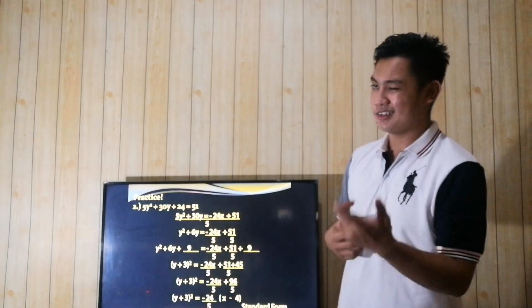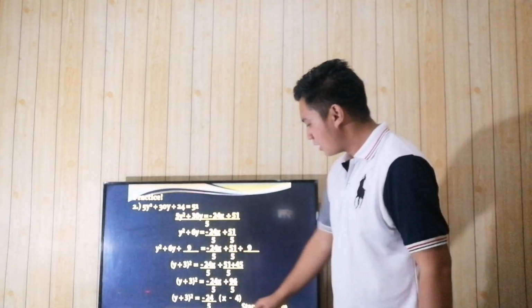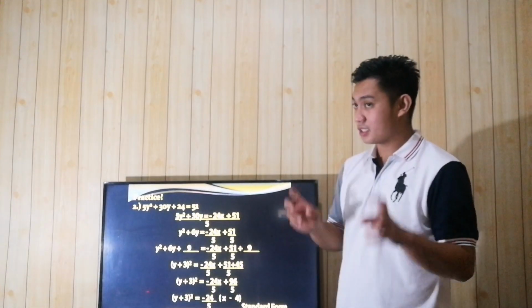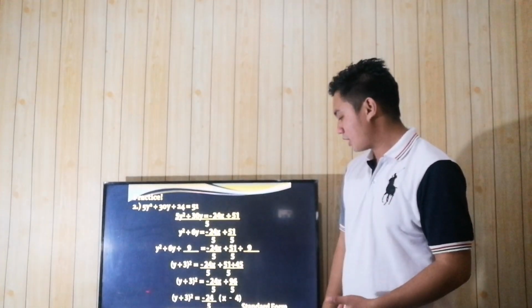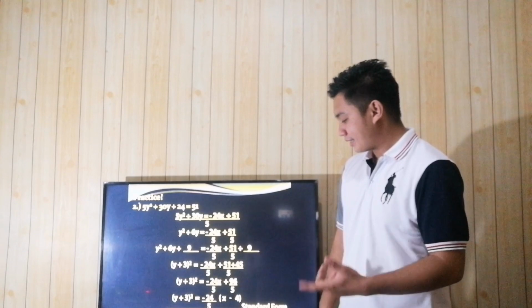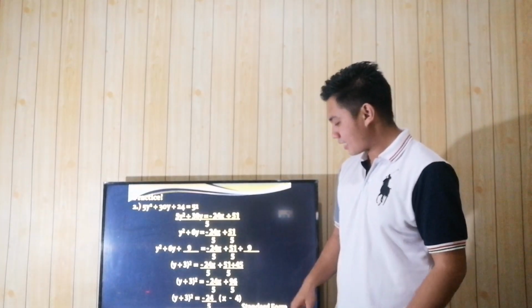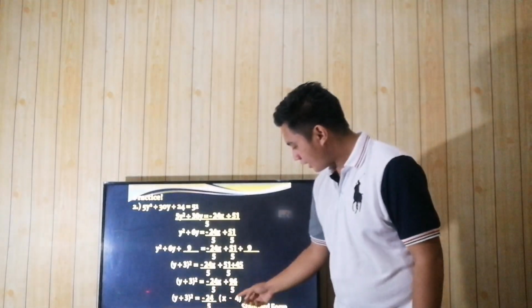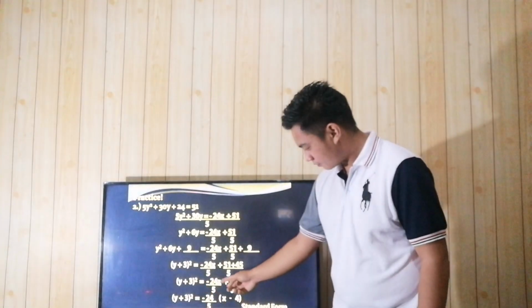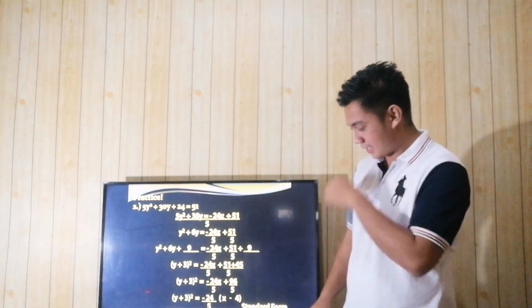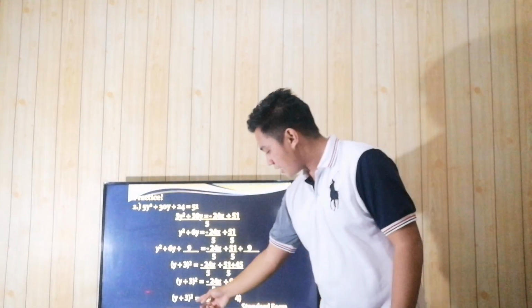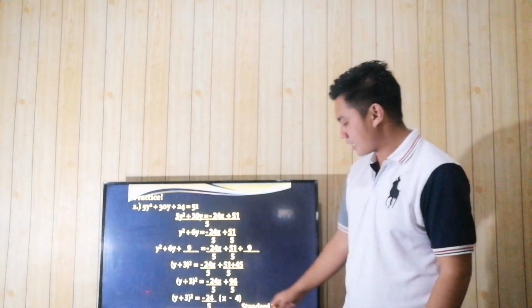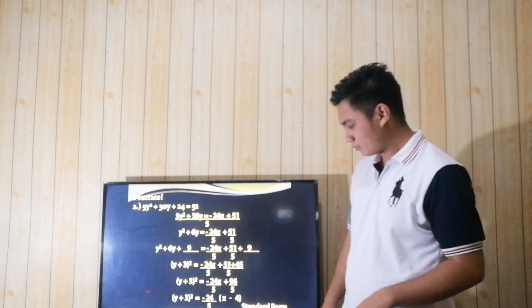Nasa last part na tayo. Anong gagawin? Factor out the second equation. Now, ganito. Y plus 3 parenthesis squared is equal to negative 24 over 5 times x minus 4. Ganito, ito ang factor ng equation na ito, na negative 24x over 5 plus 96. Ang factor niya is negative 24 over 5 times x minus 4.